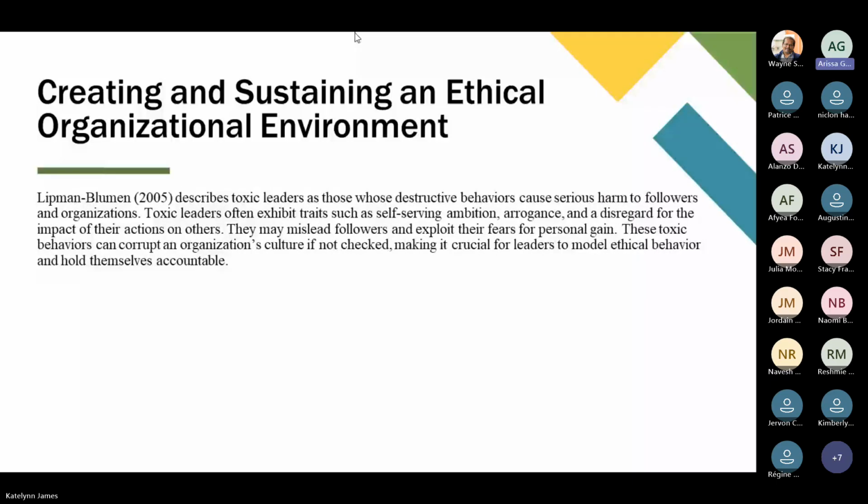Newman describes toxic leaders as those whose destructive behaviors cause serious harm to followers and organizations. Toxic leaders often exhibit traits such as self-serving ambition, arrogance, and a disregard for the impact of their actions on others. They may mislead followers and exploit their fears for personal gain. These toxic behaviors can corrupt an organization's culture if not checked, making it crucial for leaders to model ethical behavior and hold themselves accountable.